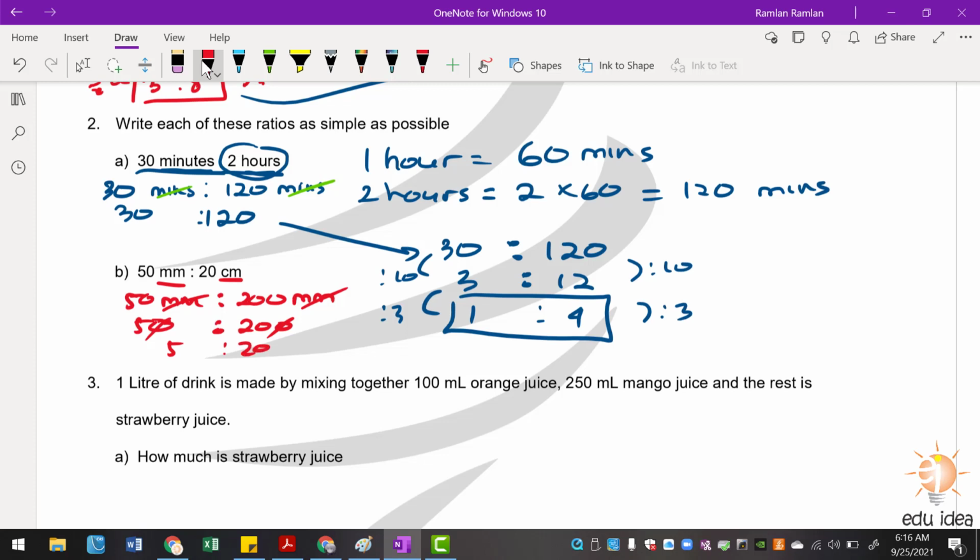The next one, because we know that 5 and 20 have a highest common factor of 5, so divide that by 5, I get 1, and this is equal to 4. So this is going to be the final answer because this is the simplest form, and they don't have any other common factor besides 1.